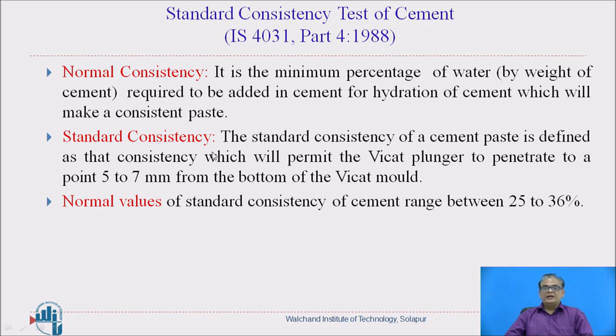Now what is standard consistency? There is a little difference. The standard consistency of a cement paste is defined as that consistency which will permit the Vicat plunger to penetrate to a point 5 to 7 mm from the bottom of the Vicat mold. And what are the normal values of standard consistency of cement? They range between 25 to 36%.